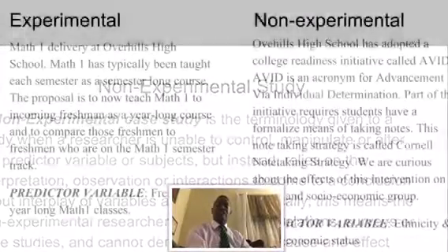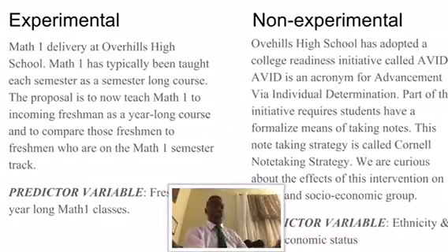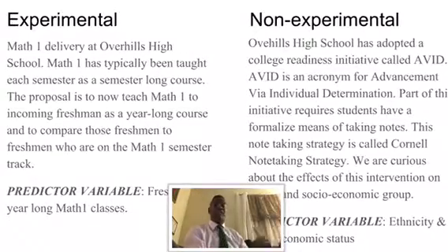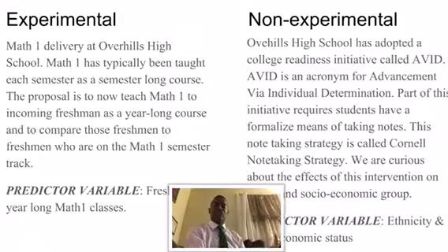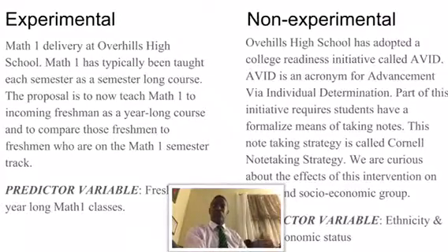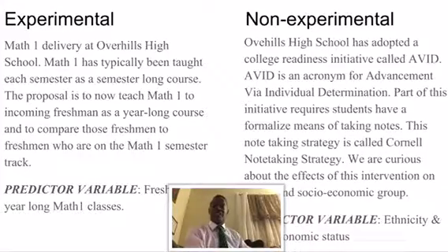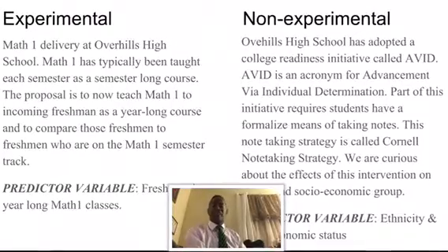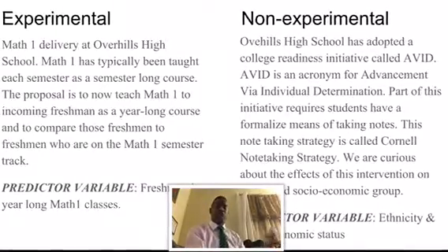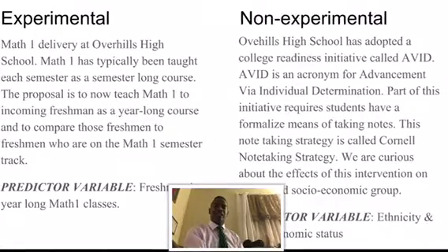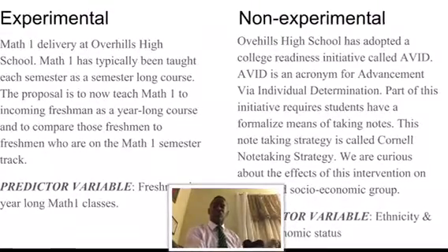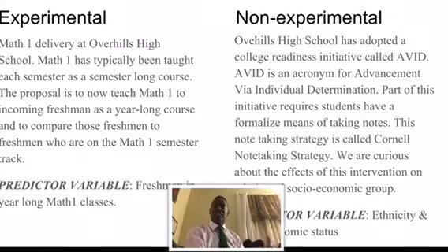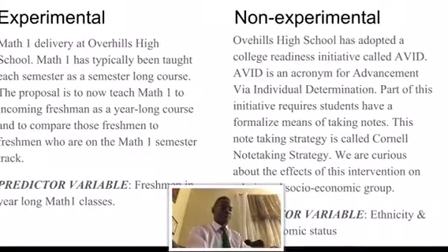Now, the two things that I chose to look at in our particular institution was how we deliver Math 1, which is semesterly, and how we would like to deliver Math 1 year long, and then to compare those results for freshman students. Now, for our non-experimental study, we wanted to look at how Overhills utilizes the AVID practice of Cornell note-taking. And we were curious to see if there is any observable relationship between the socioeconomic status and ethnicity of the students and their ability to do that particular practice.